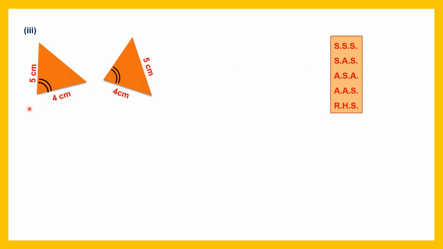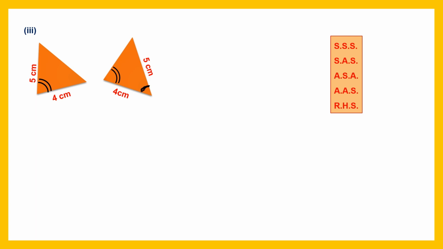Now let's look at the first triangle. We have two sides and an included angle. Okay, so that's correct. Now look at the other one. We have two sides, but we don't have an included angle. The included angle should have come here. It should have come this side. This is the side where the included angle should have come.